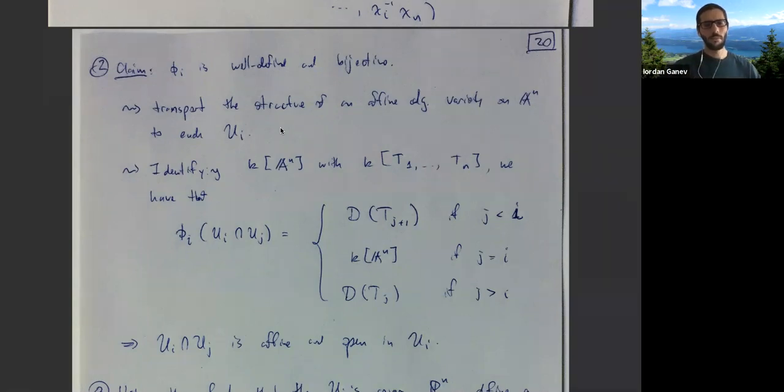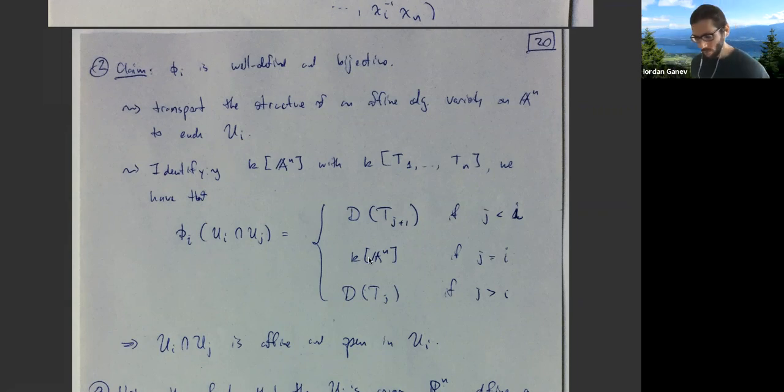And then, now we want to check this criterion that I mentioned. You can think about identifying the algebra of functions on A^n with this polynomial algebra. So we saw that before. And what about the intersection? Well, the intersection of U_i and U_j, we think about this intersection inside of U_i and apply this map phi_i. If you work it out, what is this image inside of A^n? So phi_i maps into A^n, and it's a principal open set if i is not equal to j. And if i is equal to j, we get the whole algebra of functions.